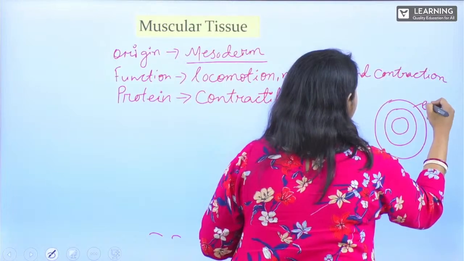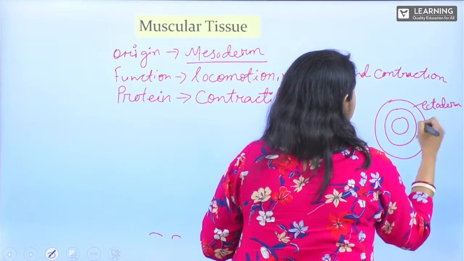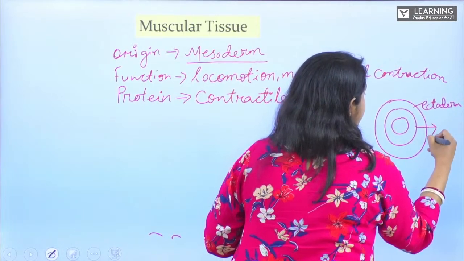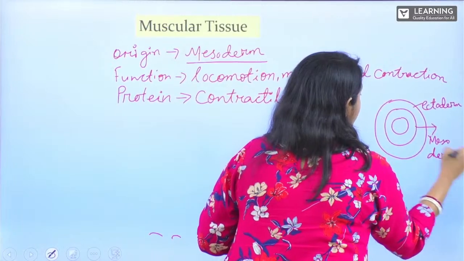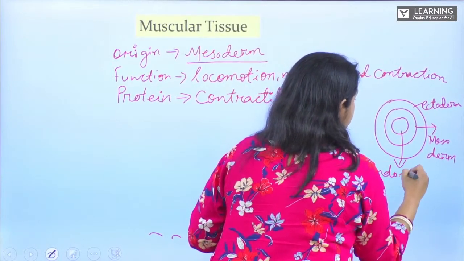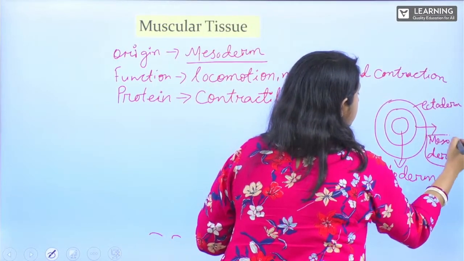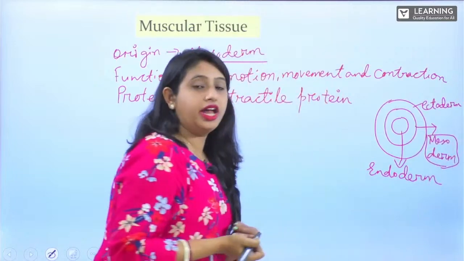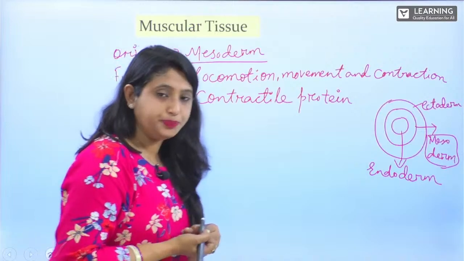One is the ectoderm, the second layer is the mesoderm, and the third layer is the endoderm. So in all the highly developed animals, the muscles are derived from the mesoderm.